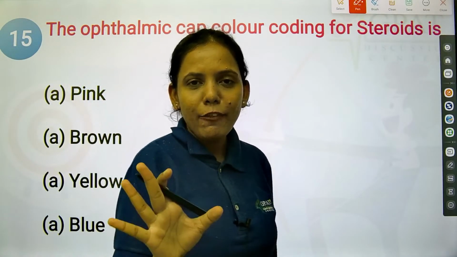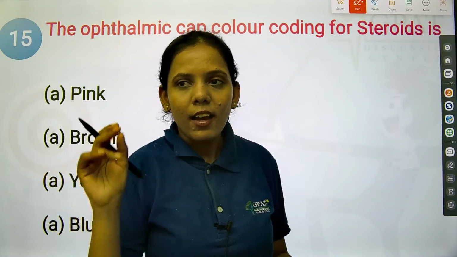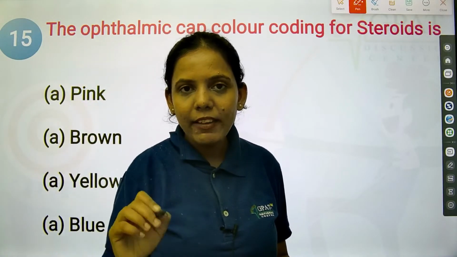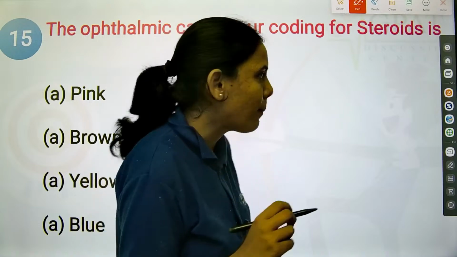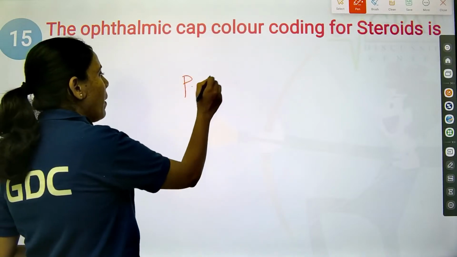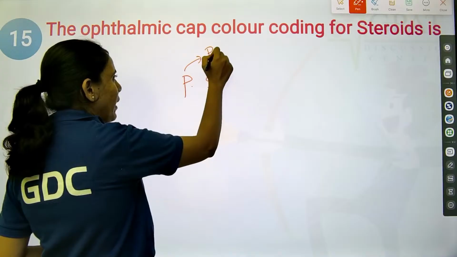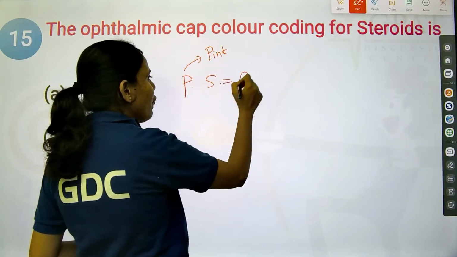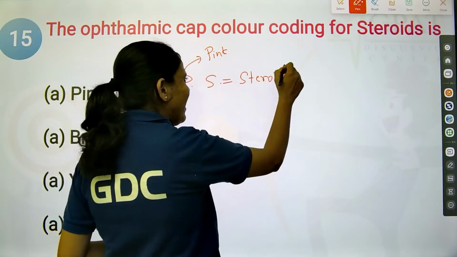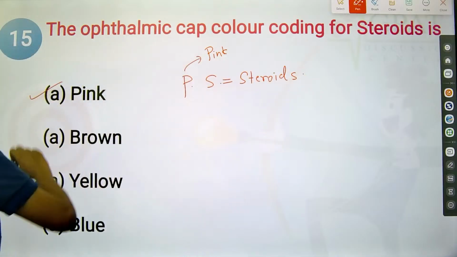Have you seen the captions when they want to write something and they will write PS downside, that is post subscript, right? So that only you have to remember. P stands for pink, S stands for steroids. So basically here pink is the right answer.